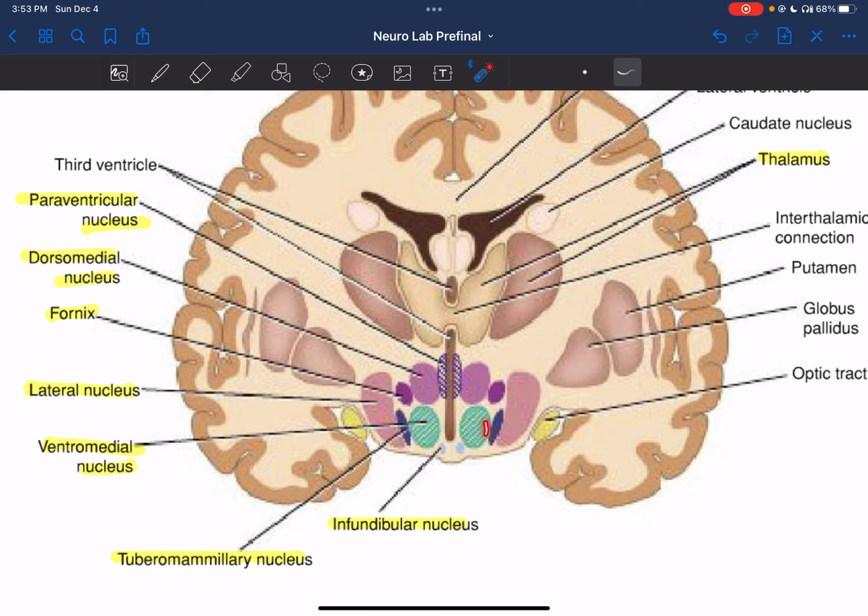Now what about this blue one here? This blue one is the tuberomammillary nucleus. And more lateral to the tuberomammillary nucleus, you have the lateral nucleus itself.